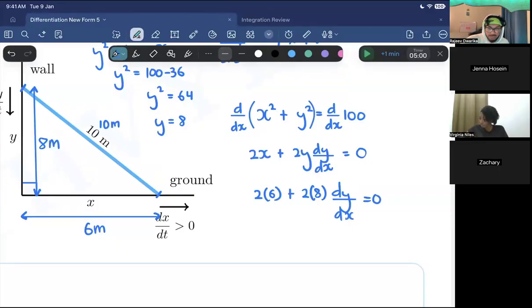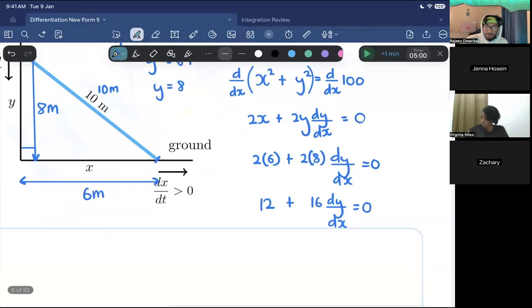Alright, so what's 2 by 6? 12. 2 by 8? 16. How would you make dy dx the subject of the formula? Well, 12 plus 16 and then you minus it on both. Whoa. Gotta take your time. That is 16 dy dx, no? That is 16 by dy dx. Sorry, well, you minus 12 on both sides.